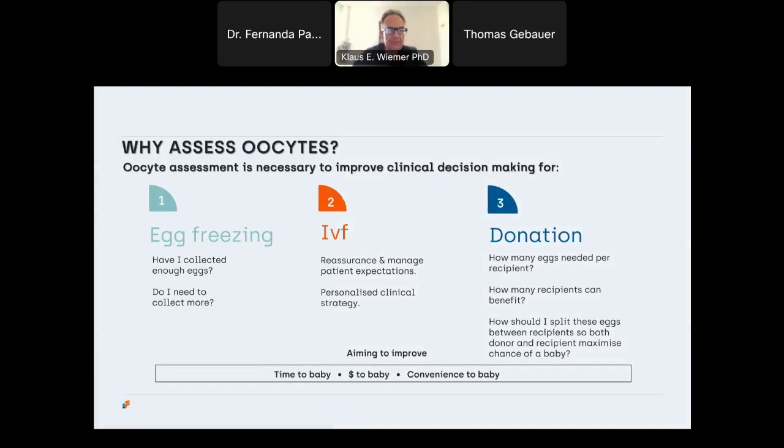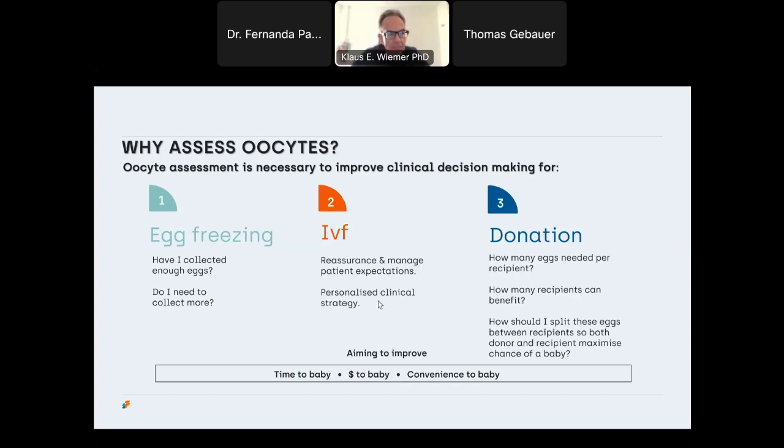For example, if you're trying to determine with patients how many egg retrievals we need to do. Should you do more? Should you do less? Is one egg retrieval good? And also to reassure patients, on trying to manage patients, especially patients that have been through multiple IVF cycles. If we can apply AI immediately to their oocytes, it provides a level of reassurance, and it also helps us manage patient care. We can set the patient up exactly the way they need to be.